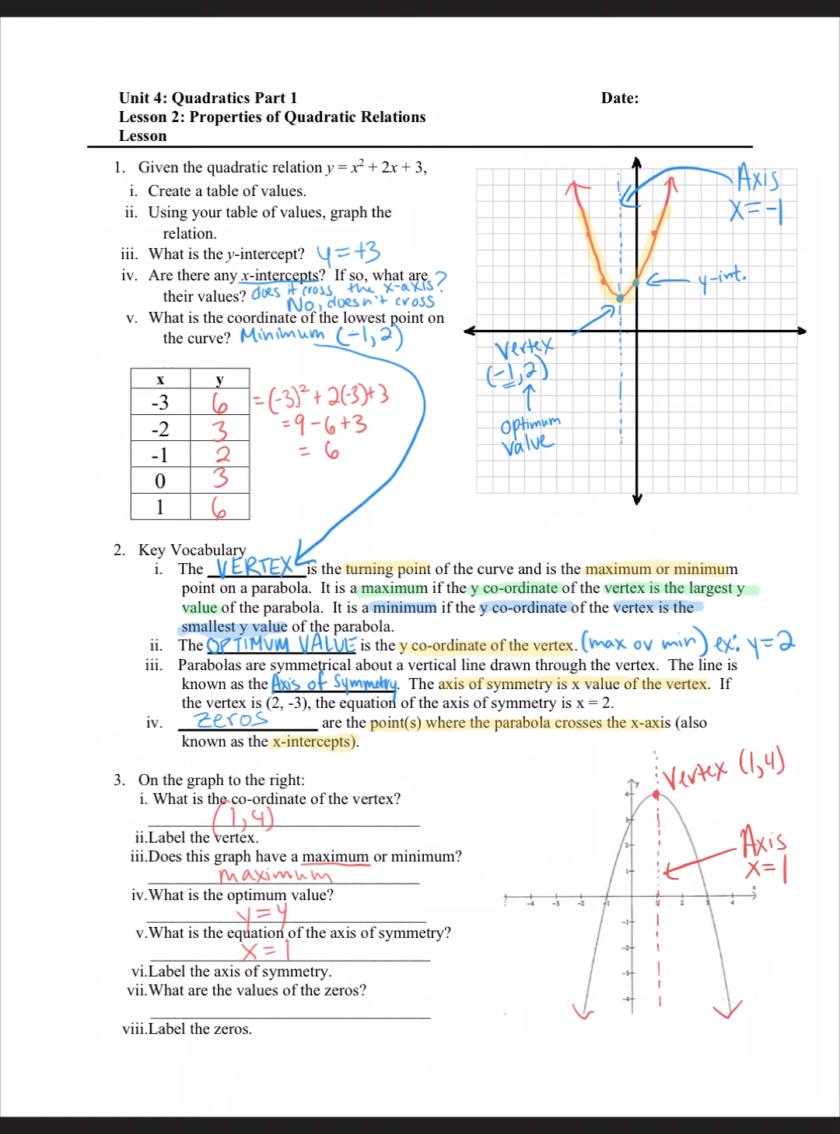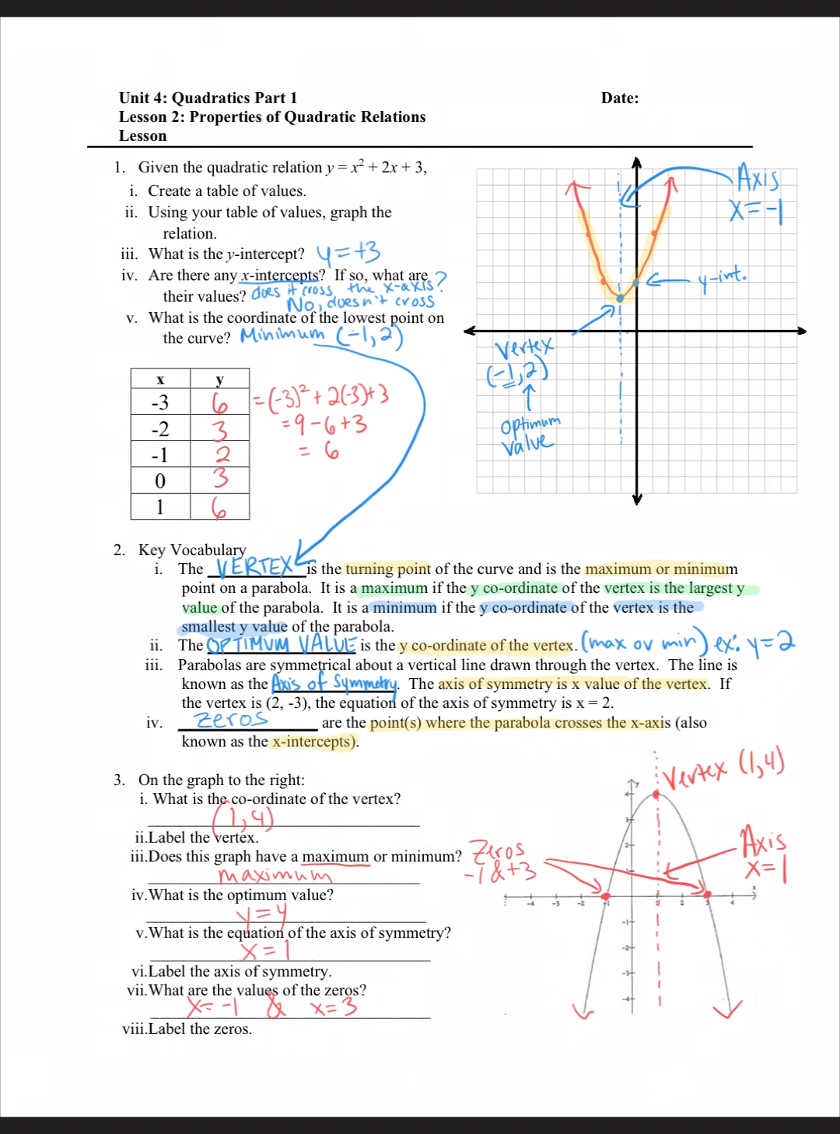What are the values of our zeros? Our zeros are where it crosses the x-axis. So our first zero is here at -1, and we have another one at +3. We're going to label our zeros, so let's just draw some arrows to it. We can always refer back to our notes if we're unsure what some of these key points are. So zeros are at -1 and +3. All right, we'll look at a few more examples.